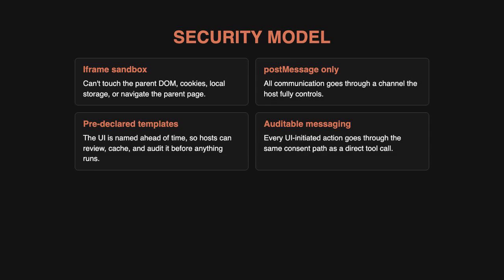The security model has 4 pillars. Iframe sandboxing. The app can't touch the parent page, read cookies, or navigate away. postMessage. As the only channel, the host controls what capabilities the app can reach. Pre-declared templates. Because the UI resource is named ahead of time in the tool description, hosts can review and cache it before anything executes.